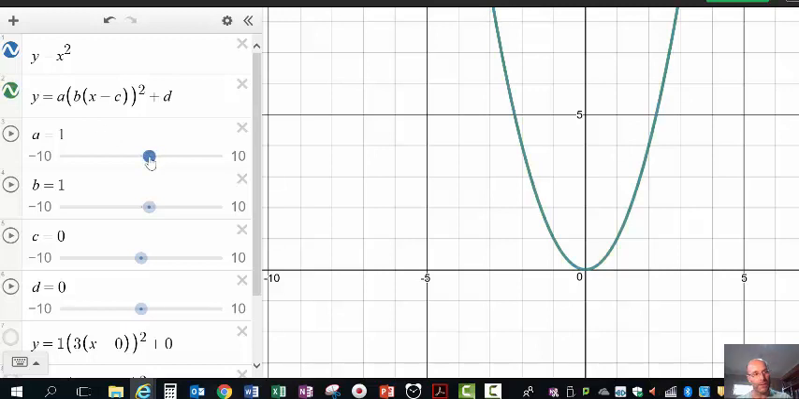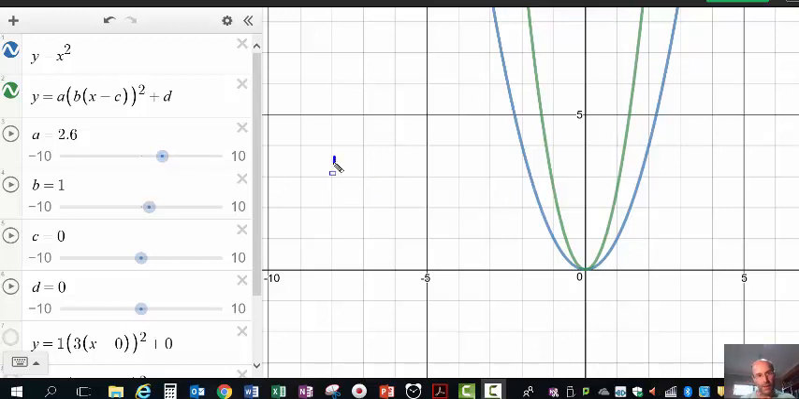Okay, and if I make it bigger than 1, it gets pointier and narrower. So that's called a vertical stretch when that happens. So we'll write that in. So when a, whoops, I haven't got the pen on. I've got the geometry thing on. a is greater than 1, we have a vertical stretch.